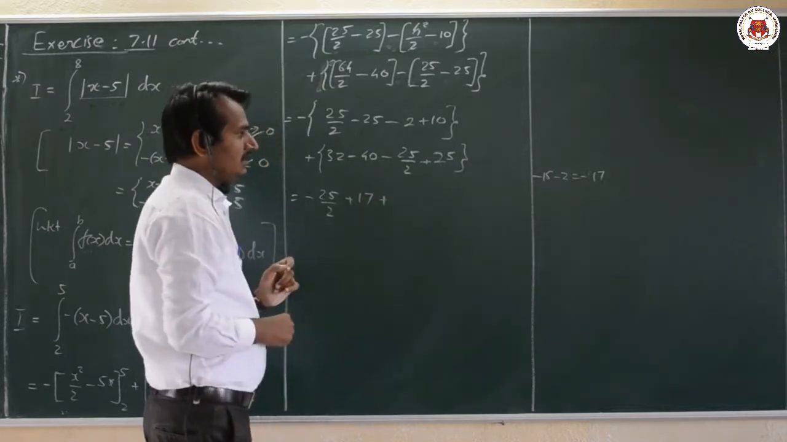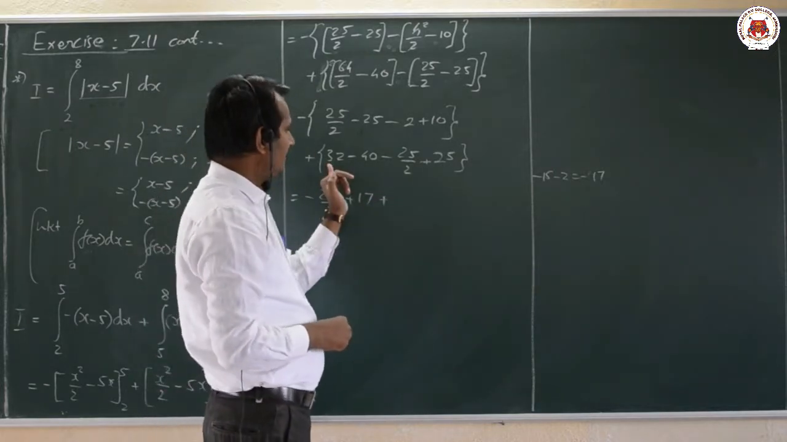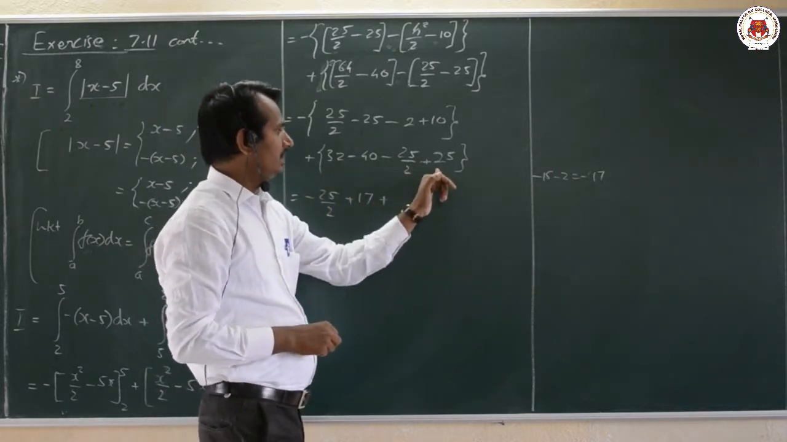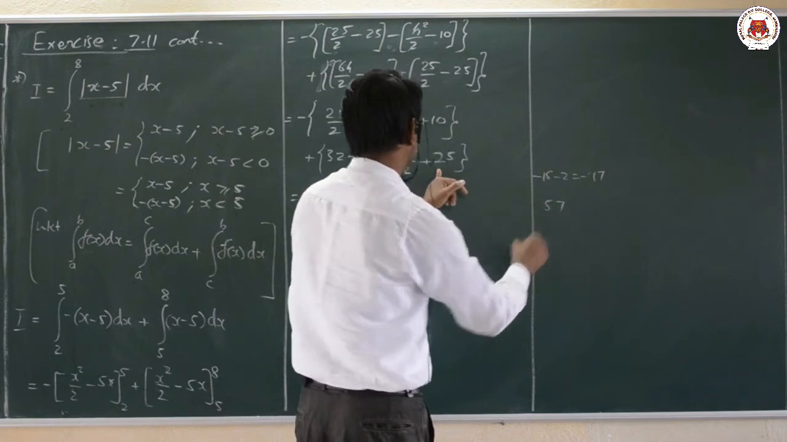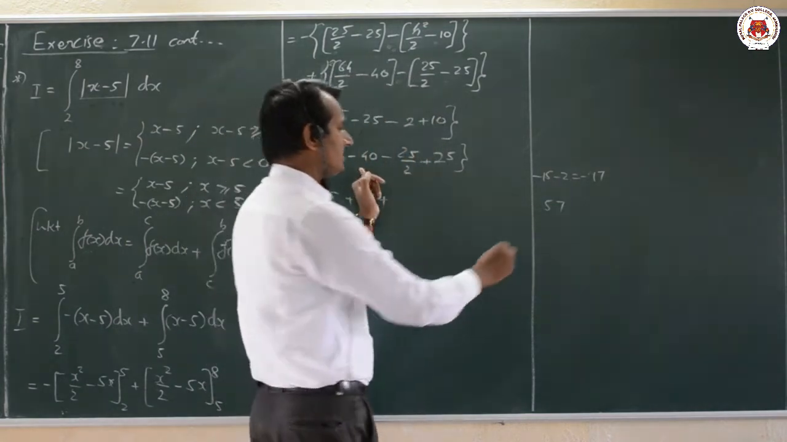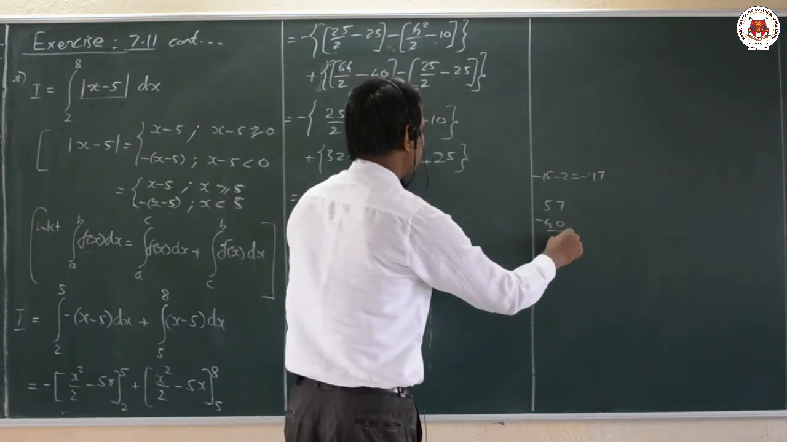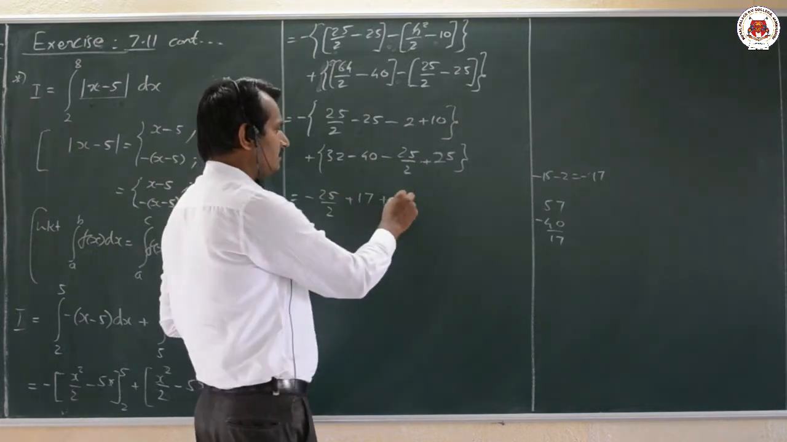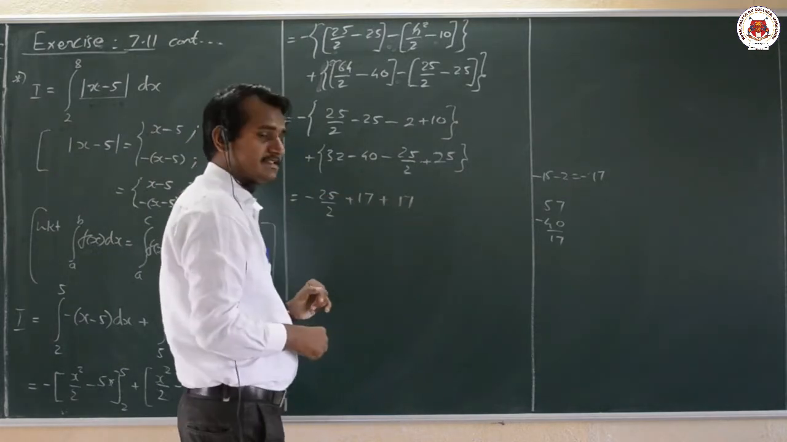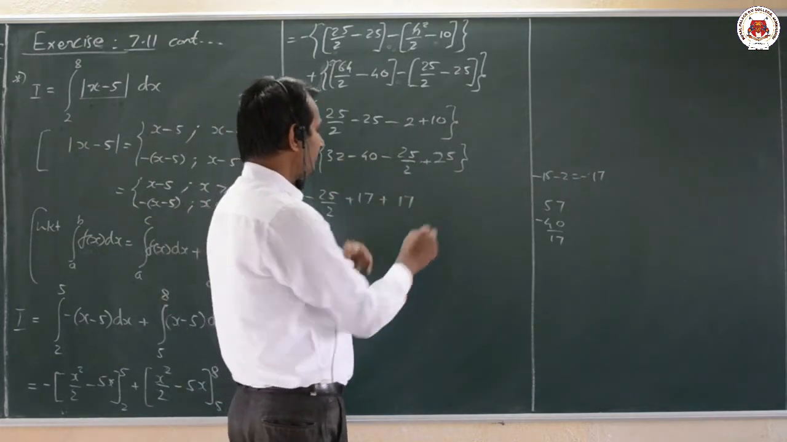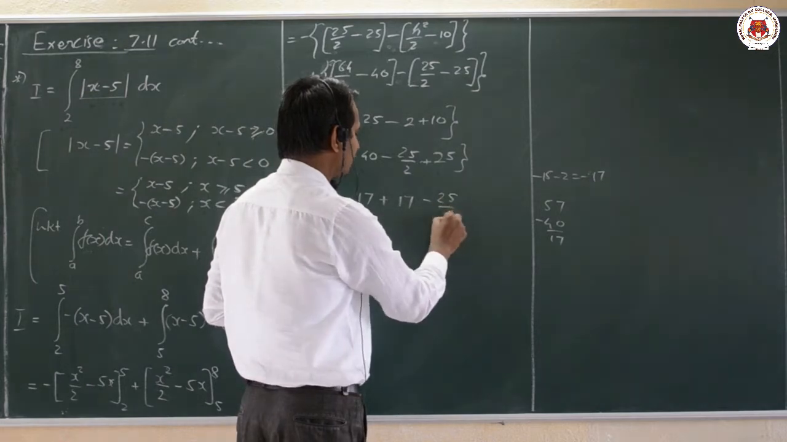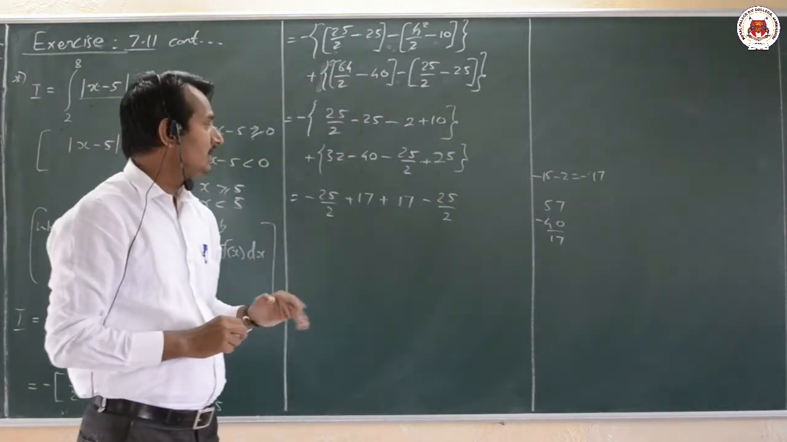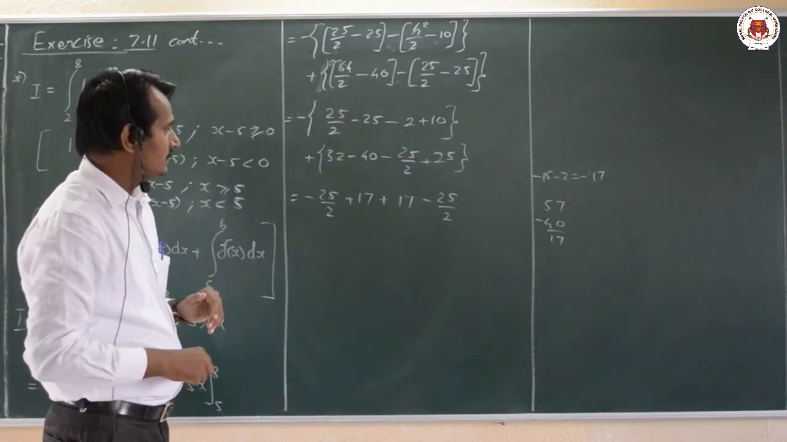Next, plus 1. Now here what we have are 32. 32 plus 25, that is nothing but here 57. 57 minus of what we have 40, that is nothing but 17 value. That is plus 17 here, plus 17. Okay students, and next what we have? That is minus 25 by 2 here, minus 25 by 2. This is what the values we have.